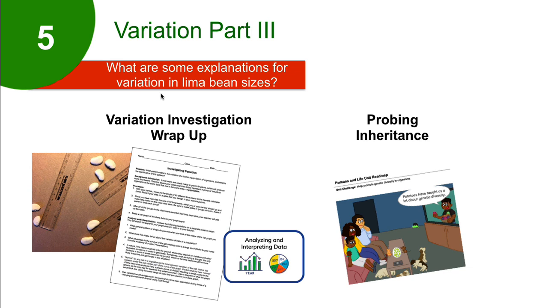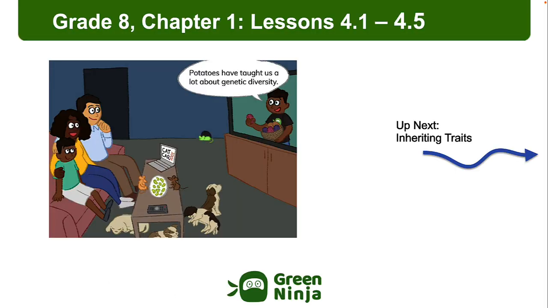Then, students will share out their homework findings and draw connections to what they saw in the lima beans. Now, we made some new discoveries, but we still have a lot of questions about how the variation actually happens. We'll revisit and discuss the Humans and Life unit roadmap to figure out what to investigate next. Up next, we'll see how these traits get passed along.